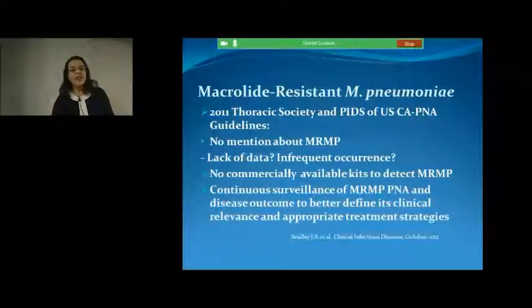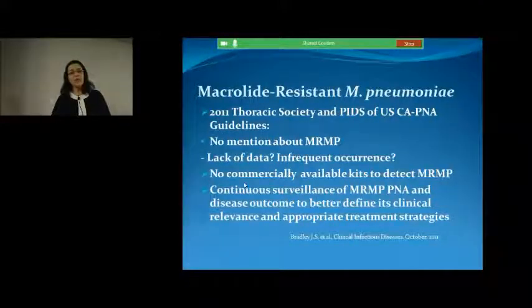The last guideline of the Thoracic Society and the Pediatric Infectious Disease Society of the US about community-acquired pneumonia, from 2011, does not mention macrolide-resistant Mycoplasma pneumoniae. Maybe because at the time the guidelines were published there was not much data about this subject, and maybe an infrequent occurrence also. Not many cases were reported at that time.